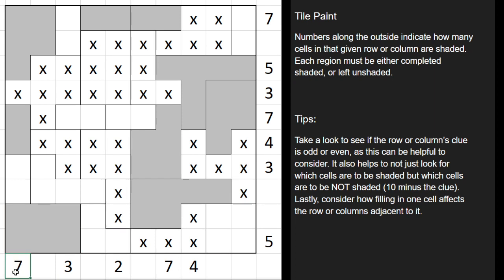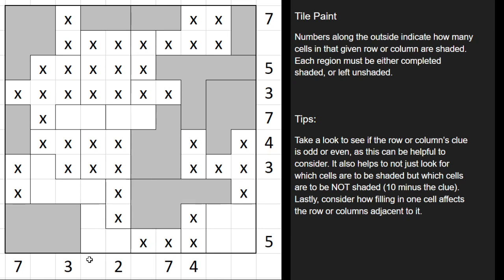And that solves the 7, because now we know that these are going to be unshaded. And that's 1, 2, 3, 4, 5, 6, 7. So that column's done. This 3 now we can come back to. We know it's these 2 down here plus 1 more. So these are not shaded up here. And that solves the 7, because we have 1, 2, 3 unshaded cells. So we know that this can't be unshaded.